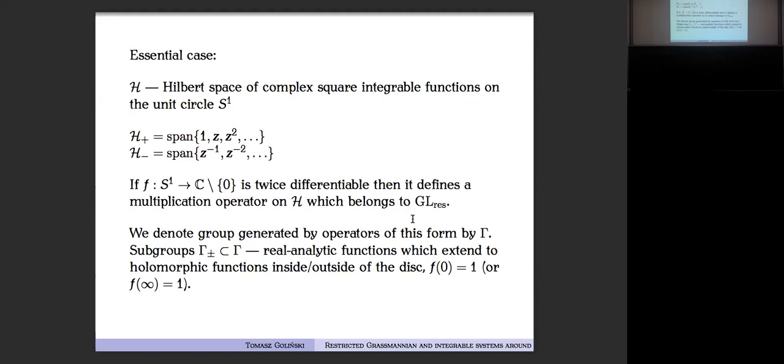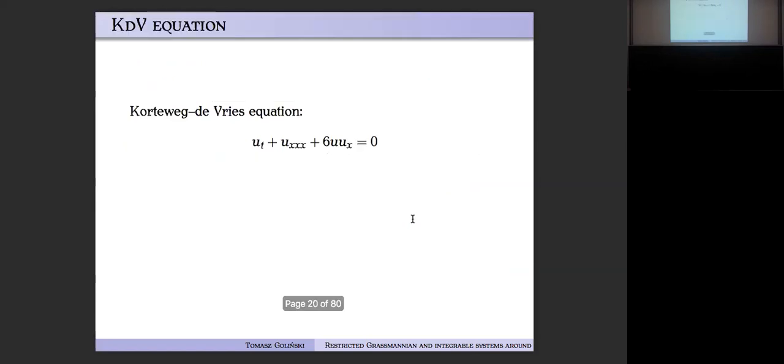So we have this Hilbert space. And it can also be shown that if you take a function on a circle which is twice differentiable, then multiplication by that function is an operator from the restricted GL group. And the subgroup which is generated by functions of this form is usually denoted by gamma, and has also two components related to this part. So I want to give you the idea, not all the details.